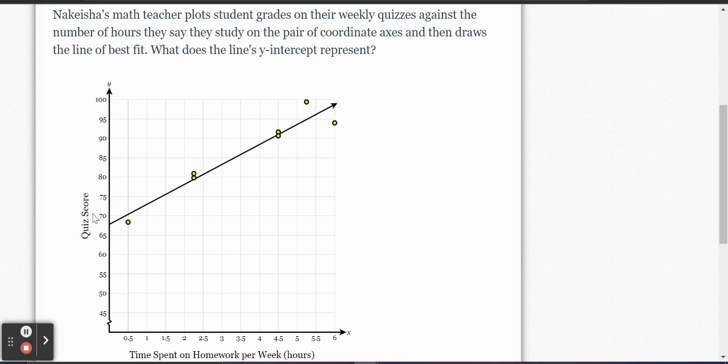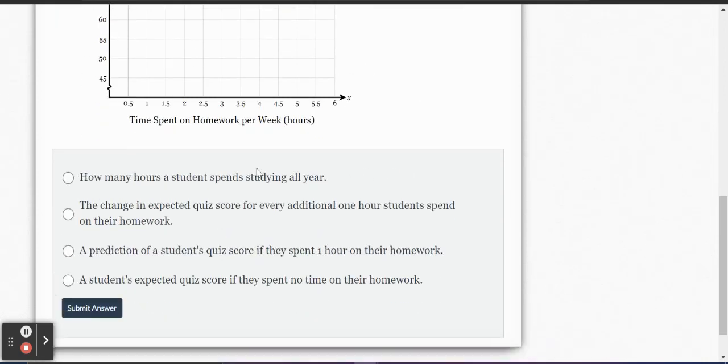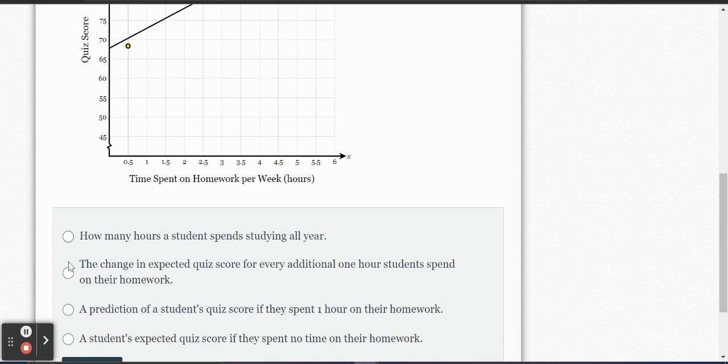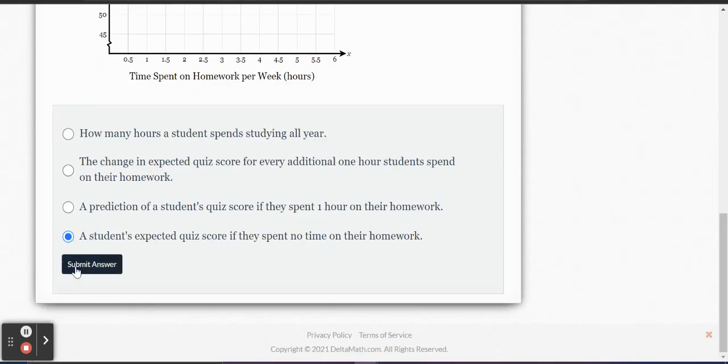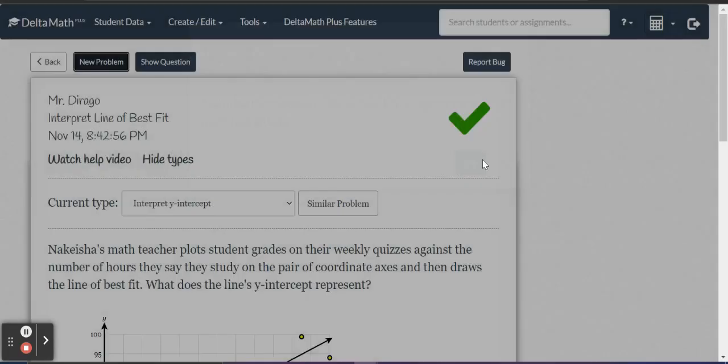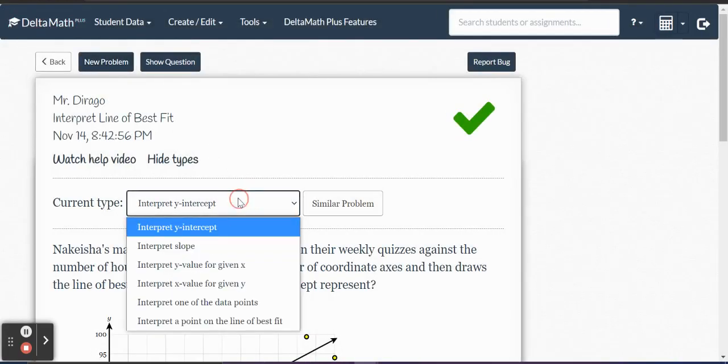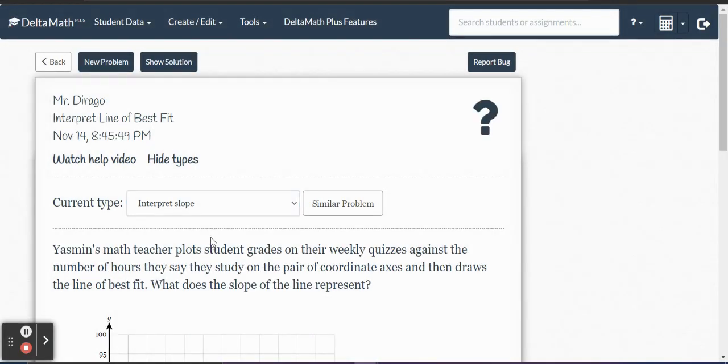Okay, so it's important we understand how to interpret this. Now let's look at our answers. It's not how many hours a student spent studying all year. It's not the change in expected quiz score, right? That's probably with slope. It's not a prediction of a student's quiz score if they spend 1 hour. 1 hour is over here. We want here 0. So a student's expected quiz score if they spend no time on their homework. Bam, no time on their homework. They're going to predict it to get a 67. All right, let's look at interpreting the slope.